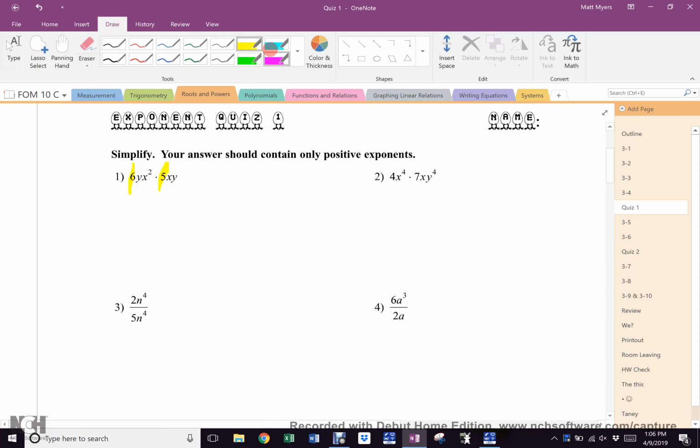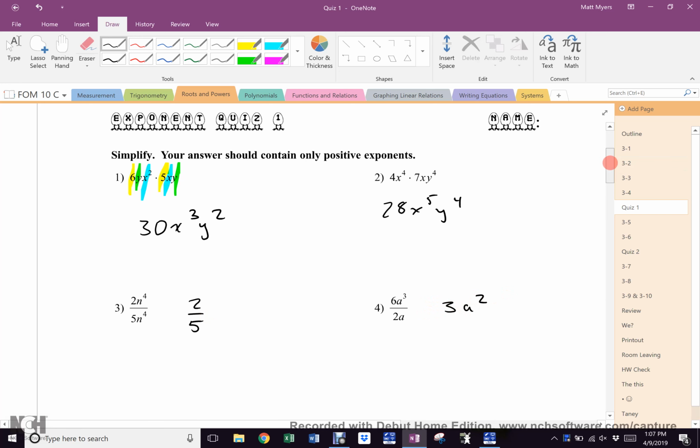Numbers with numbers, letters with letters. 30x cubed y squared. 28x to the fifth y to the fourth. 2/5. 3a squared.